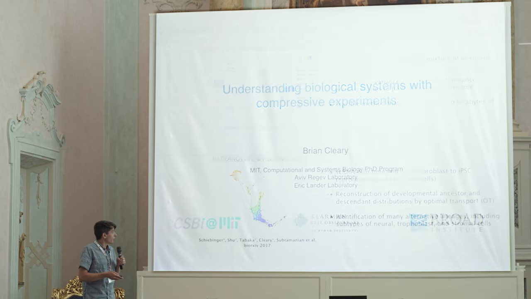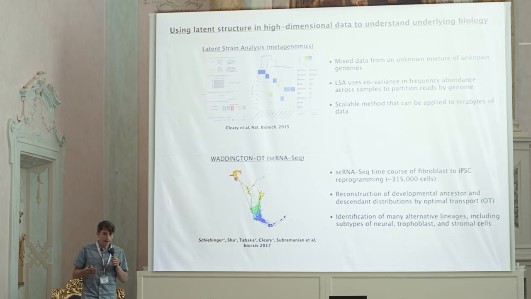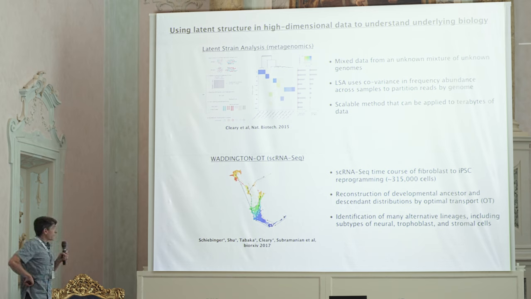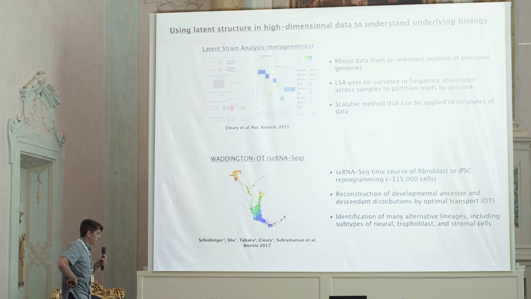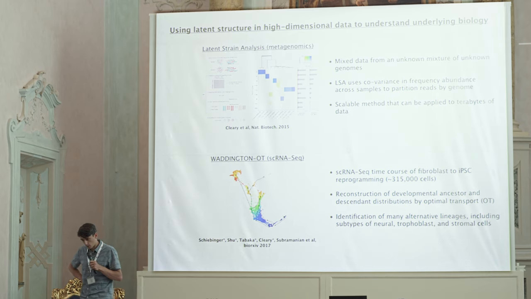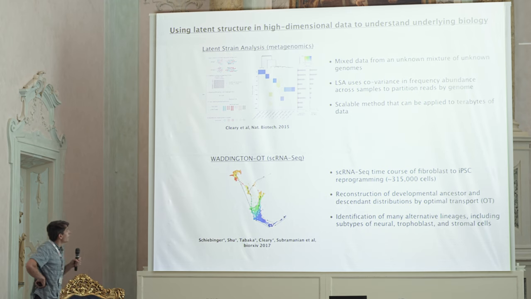But just as a way of introduction, there's a lot of analysis that happens in genomics and molecular biology in general that's essentially taking high-dimensional data and looking for underlying patterns that reflect the biology of the system. So I'm showing here two examples of other projects that I've worked on that do this sort of thing that actually relate to some of the things that we've heard about earlier in the week.